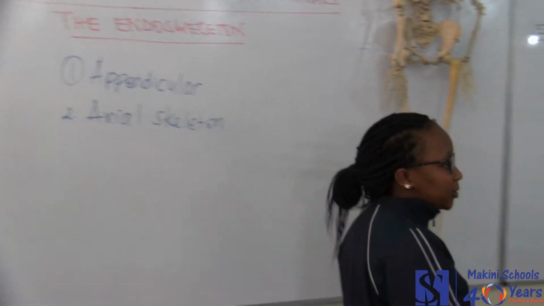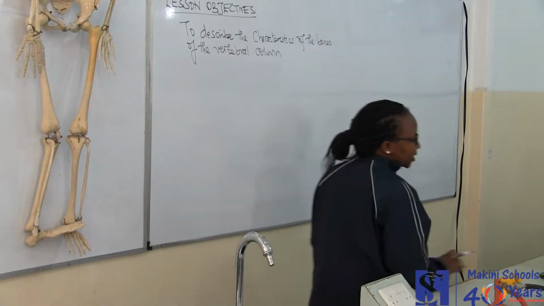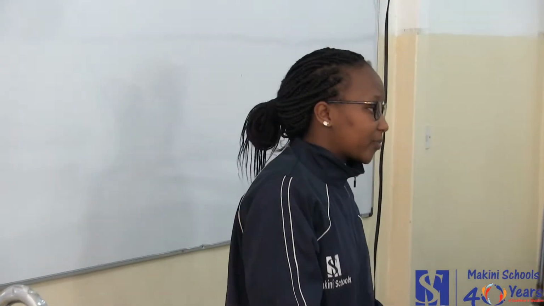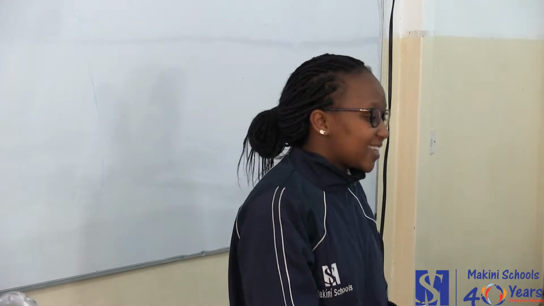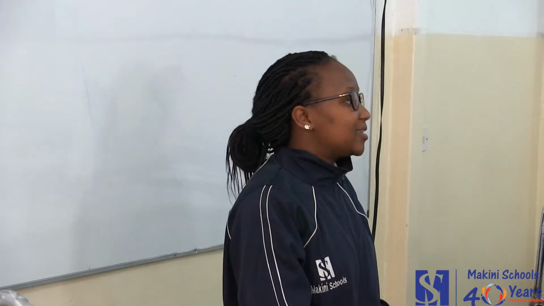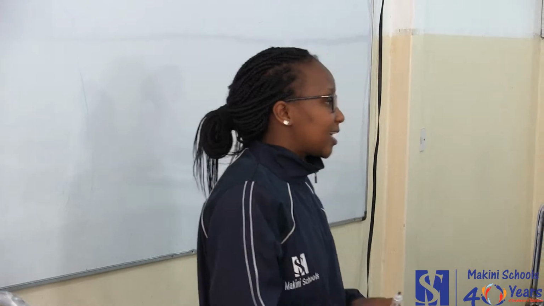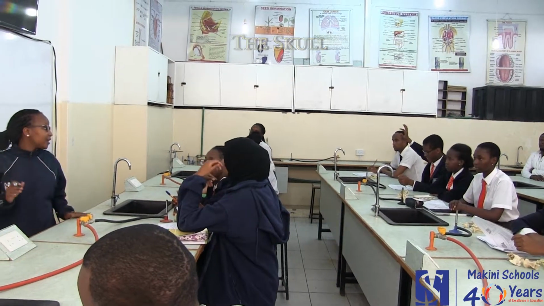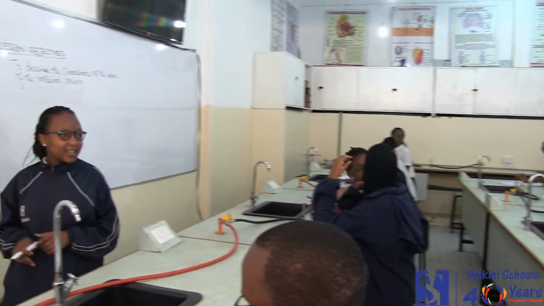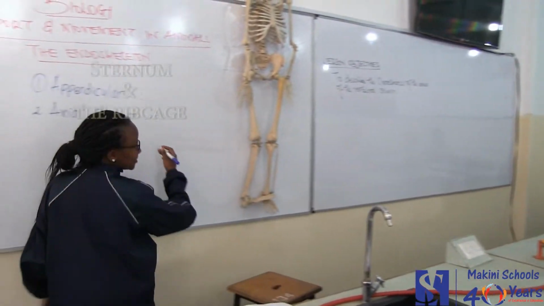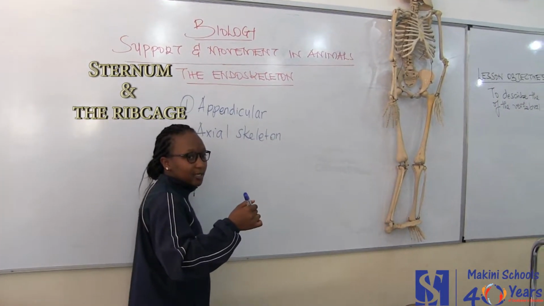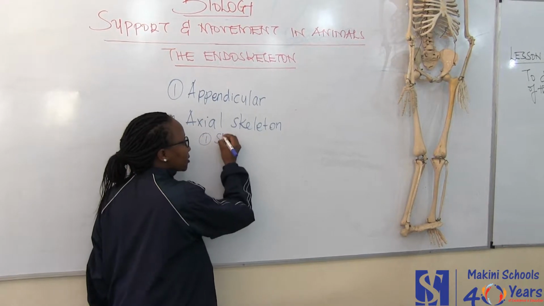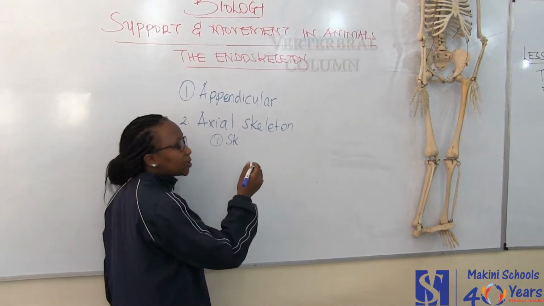Okay, so we're going to now focus on the axial skeleton. So the axial skeleton has 3 parts. Who can name the 3 parts of the axial skeleton? Yes, Safia. The skull, the sternum and the ribcage. And the last one. Yes, Walid. Yes.